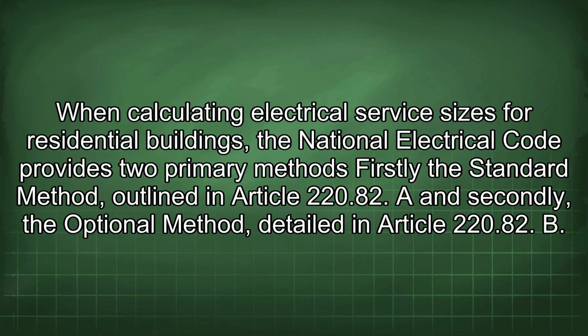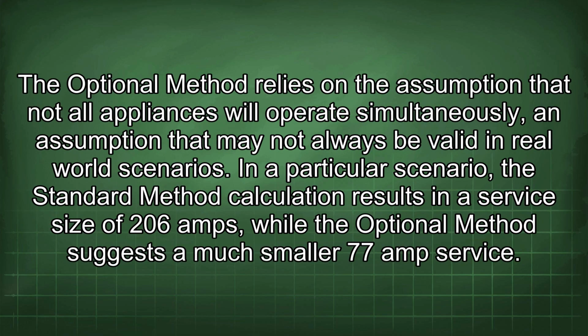When calculating electrical service sizes for residential buildings, the National Electrical Code provides two primary methods. Firstly, the standard method, outlined in Article 220.82. And secondly, the optional method, detailed in Article 220.82. The optional method relies on the assumption that not all appliances will operate simultaneously, an assumption that may not always be valid in real-world scenarios. In a particular scenario, the standard method calculation results in a service size of 206 amps, while the optional method suggests a much smaller 77 amp service.